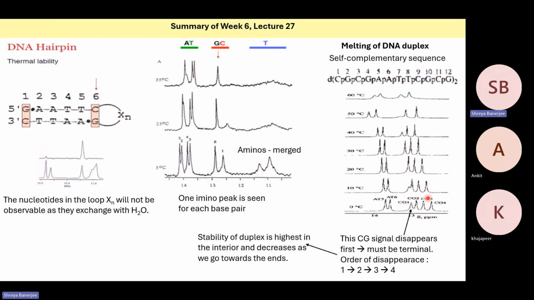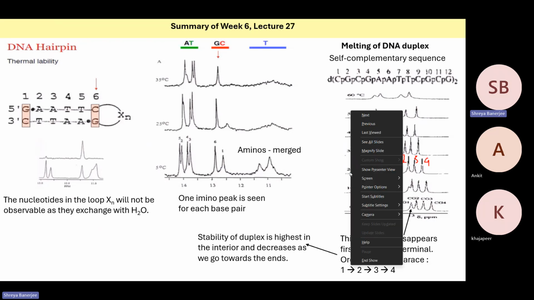If you just look here at the lowest temperature shown, there are 4 CG base pairs and 2 AT base pairs. Now, as you increase the temperature, the CG1 is the first to disappear. You can see, CG, I'll just label this 2, 3 and 4. CG2, 3 and 4 are still there, but CG1 has disappeared from 0 to 20 degrees Celsius.